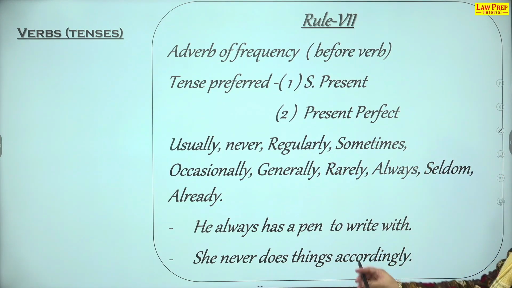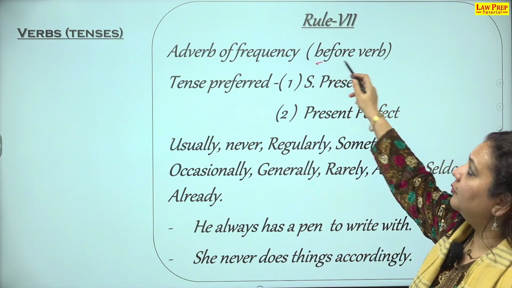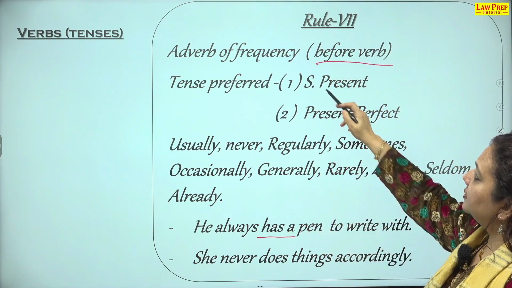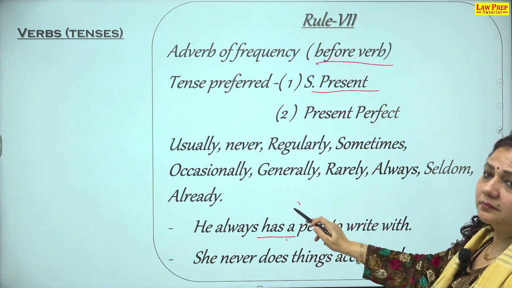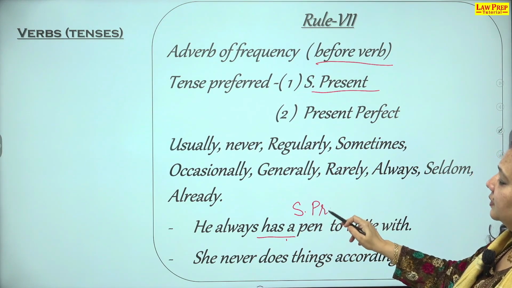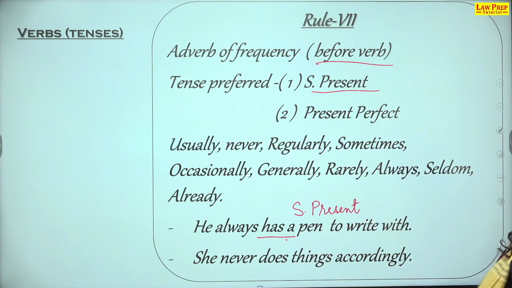He always has a pen to write with. The first rule: before verb. Next rule: simple present, simple present. He always does his work properly. She is always on time. She never does things accordingly.